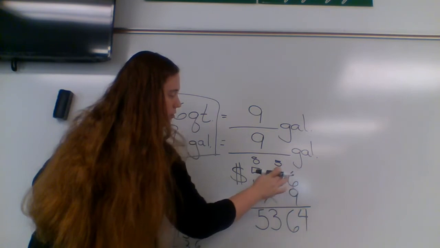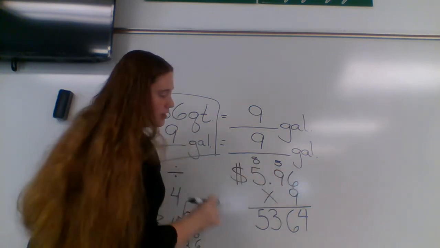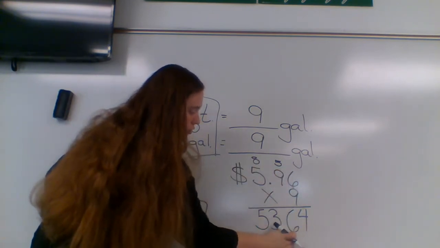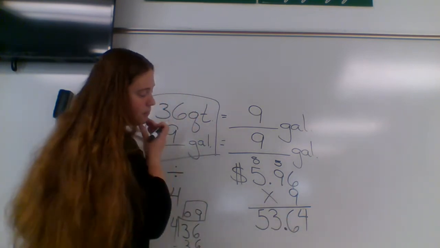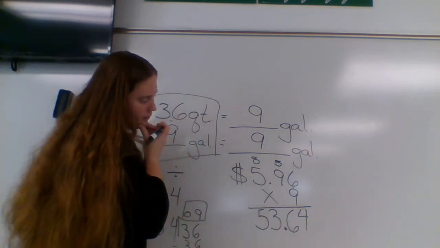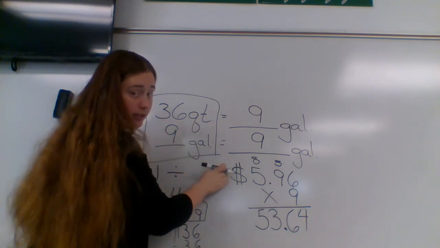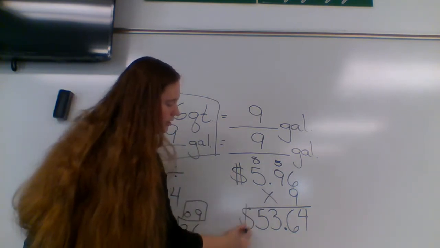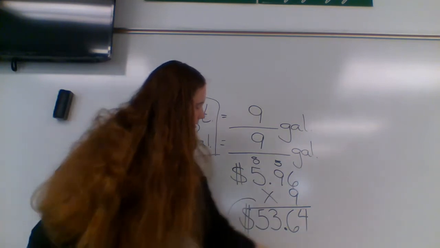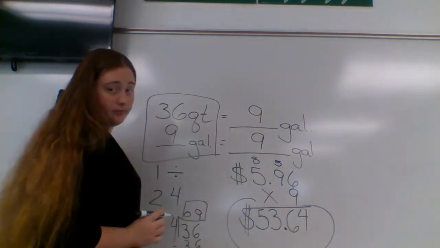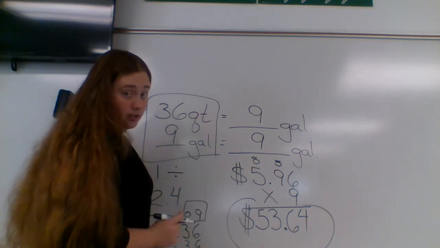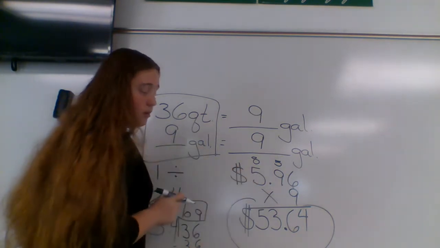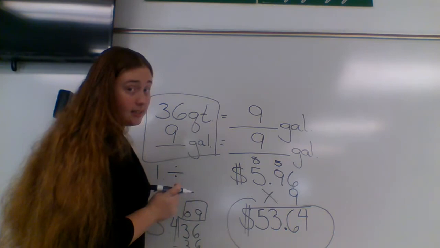And we have our decimal point right here. We have 2 places after the decimal point, so I have to have 2 places after my decimal point down here. And I'm missing something still. What am I missing? That dollar sign. So let's go ahead and write that dollar sign down. And that is my answer. That's how much 9 gallons of ice cream would cost if each gallon was $5.96.